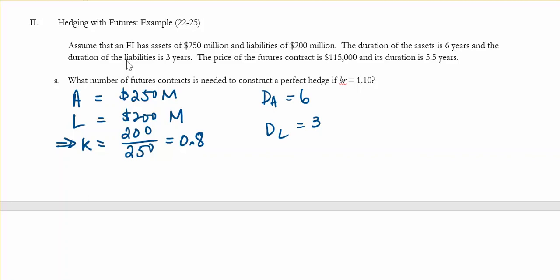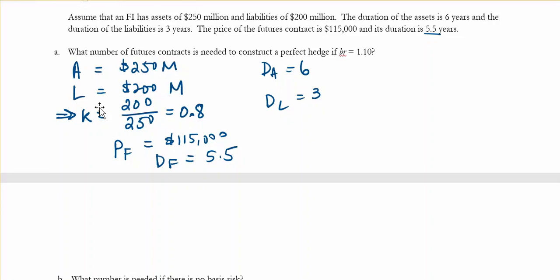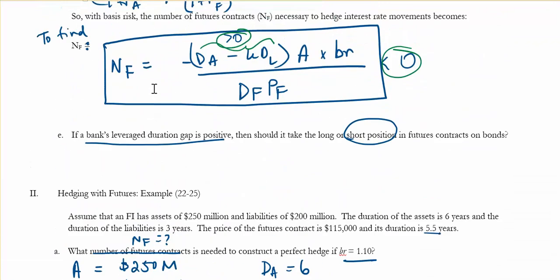And we are told that the price of the futures contract is $115,000, and the duration of the bonds underlying the futures contract is 5.5 years. All right, so that's all the given information. And also basis risk is 1.1. So the question is, what's the number of futures contracts? That means we want to know NF. We're just going to plug the numbers into the formula that I developed up here.